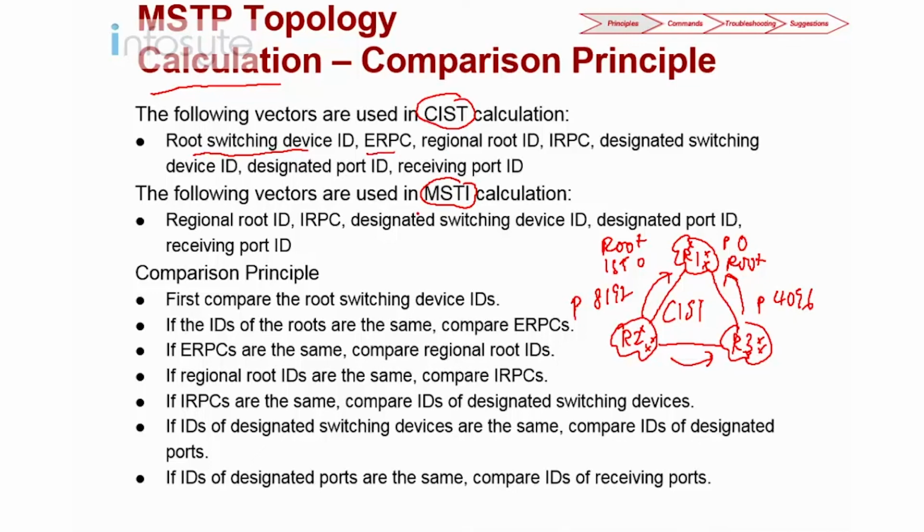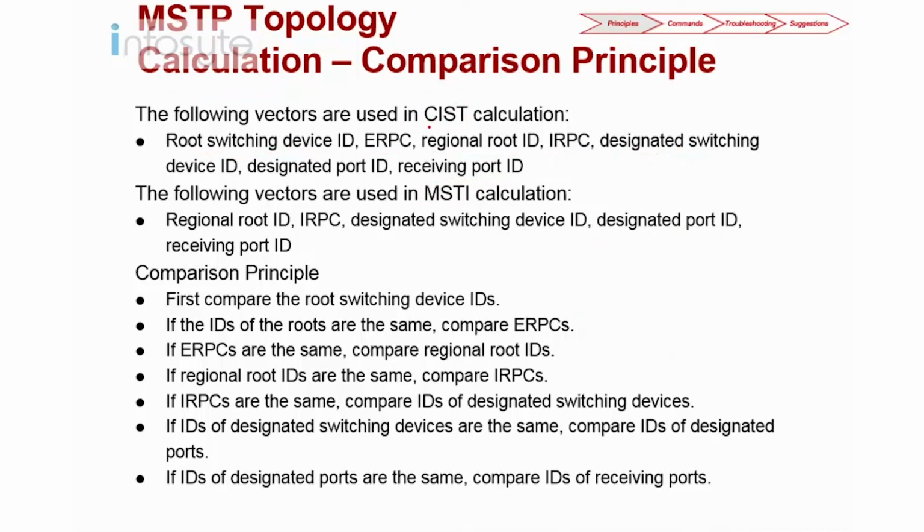Then we are going to consider the external root path cost. Then we look into the root ID, which is the regional root ID. Among the regions, they are going to select one of them as a regional root ID. Then they consider the internal root path cost. Then they look into the device ID, the designated port ID, and if everything is the same, only then do they look into the receiving port ID. This is the calculation for selecting who is the root for the CIST. Basically it's very similar to the ordinary RSTP selection.